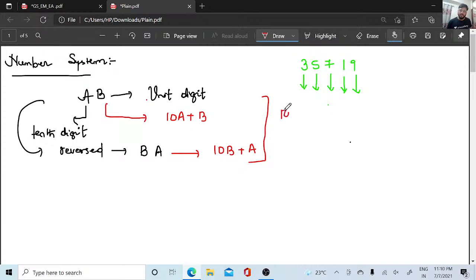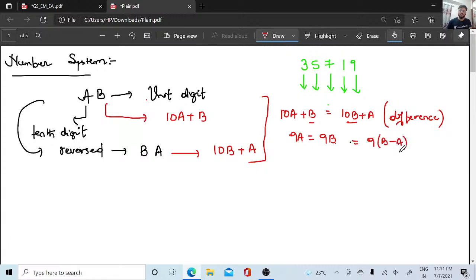So this will be 10A plus B is equal to 10B plus A, and they will give you the difference. How to find out the difference between both the numbers? Difference means you subtract the like parts. So B and B can be subtracted, and this will be 9A is equal to 9B. As this is in B plus A, 9 will go outside, so this becomes 9 into (B minus A) when they're asking the difference.